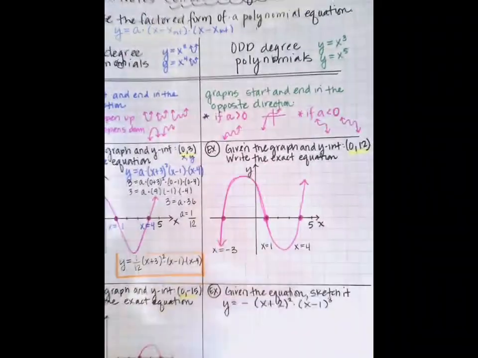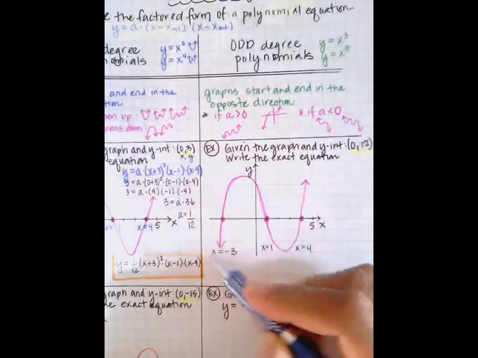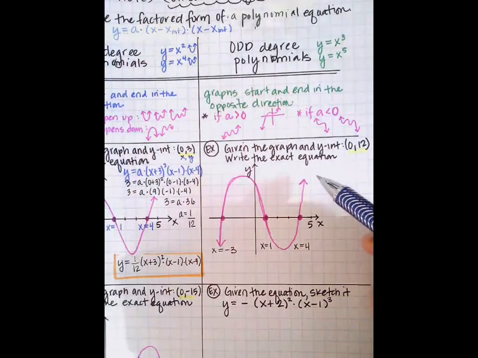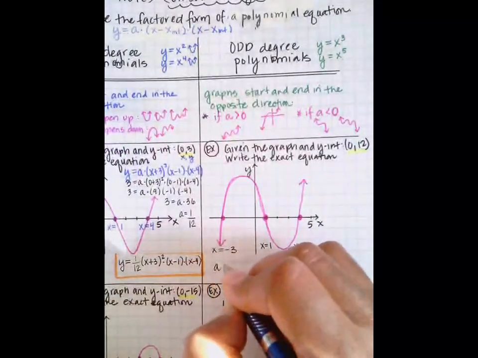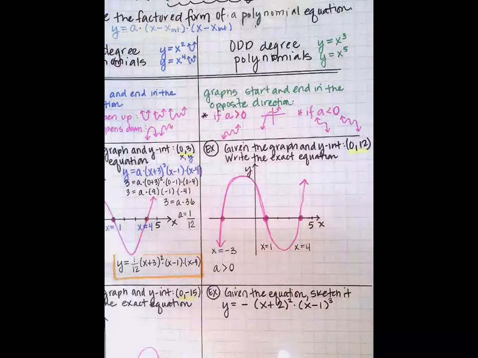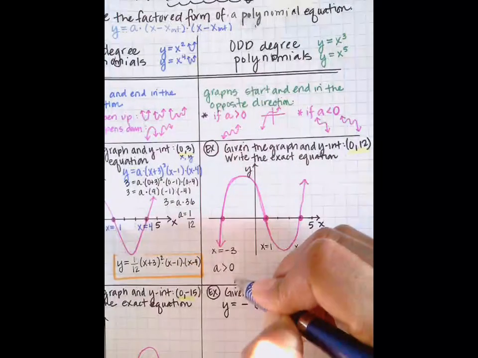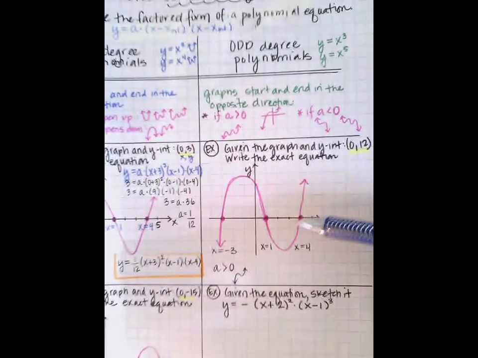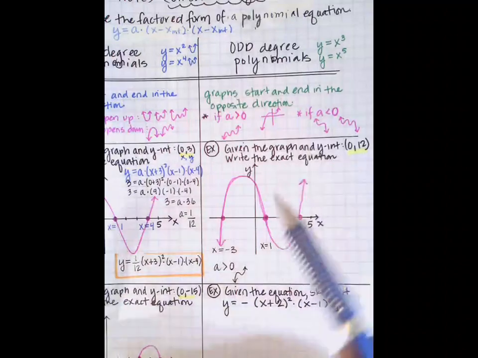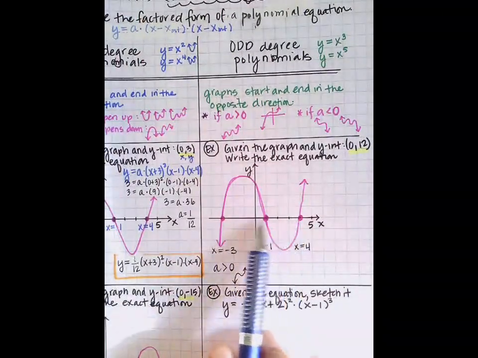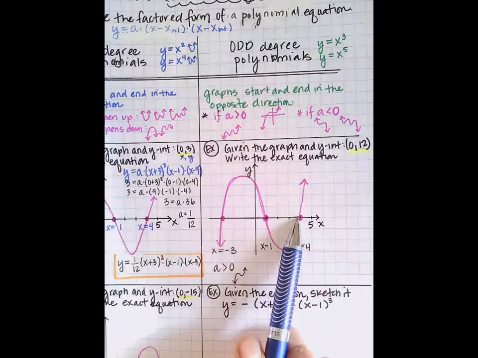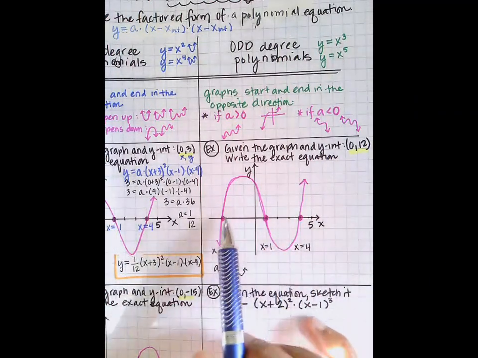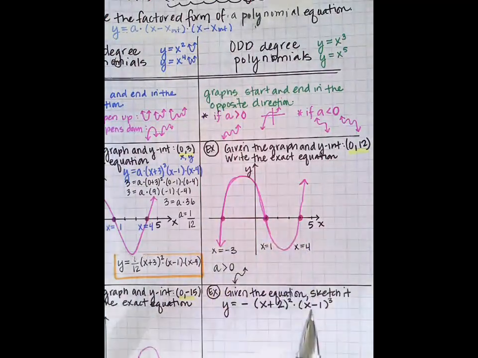I also know something about the stretch factor of this because it starts in this quadrant down here, and then it finishes up over here. This a value is going to be positive. So I already know that a is going to be greater than 0 before I even solve for it, based on the fact that it starts there and finishes up here. Now I have to put all of this together to write the equation. Notice there are no bounces and there's no flattening, and so all of these roots are going to just be single linear factors. They're not repeated because they just pass right through the axis.